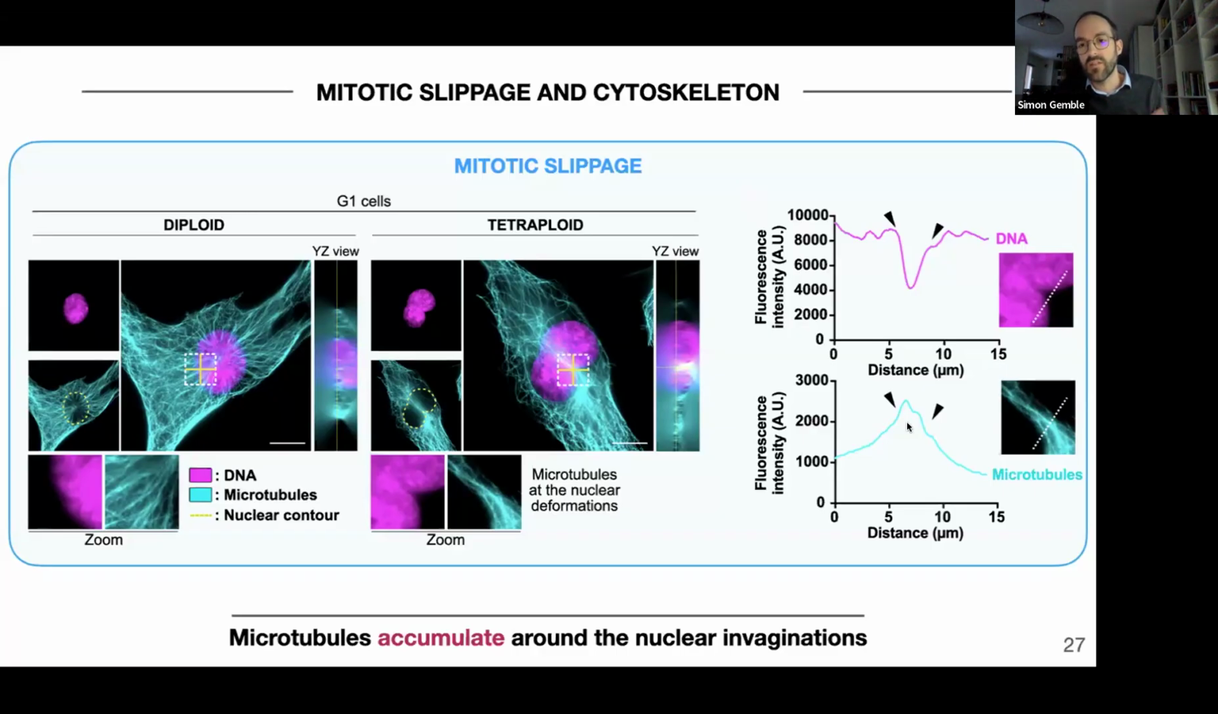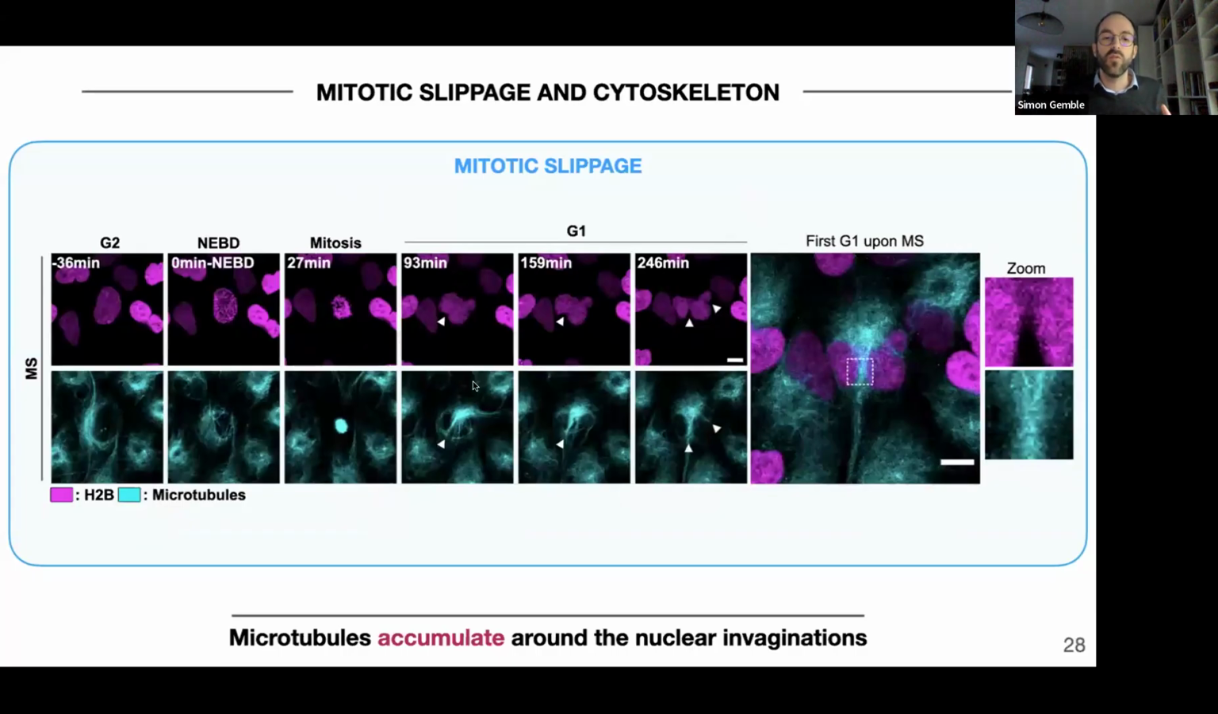But to be sure about that, what we did was perform live imaging and follow cells that exit mitotic slippage over here. You can see that microtubules are accumulating at the nuclear envelope at mitotic exit, and the more microtubules accumulate, the deeper the nuclear invagination goes into the nucleus, as you can see here, suggesting that the microtubules are actively generating this invagination.